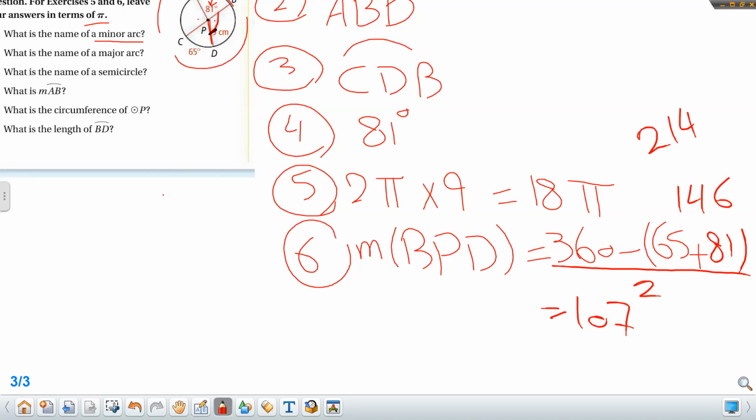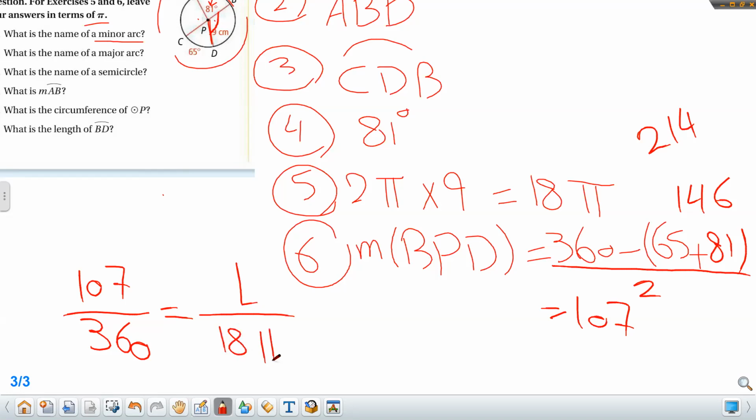So we can say measure over measure equals length over length. The measure of the arc, 107, over the measure of the circle, 360, equals the length of the arc, which we don't know, over the length of the circle, whose perimeter is 18 pi. Then we can cross multiply to find the length of the arc.